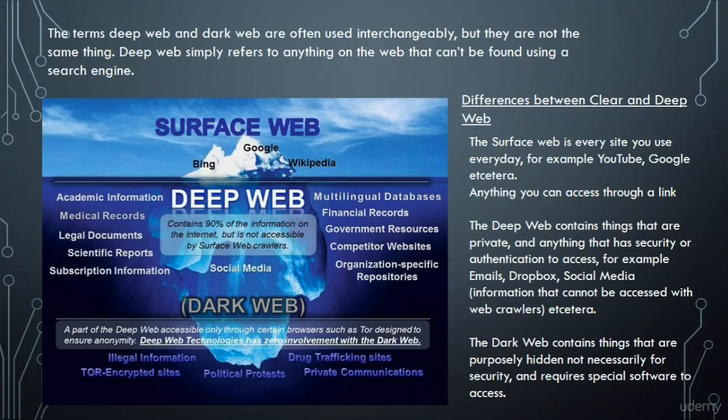Now, the deep web contains information or things that are private, and anything that has security or authentication in order to access it. For example, we have emails, Dropbox, social media, and information that cannot be accessed with web crawlers or search engines. Let me explain what this means. If I went to Google and searched for the title of an email with the recipient name, I guarantee it's not going to come up, because Google cannot index emails as it requires a certain level of authentication.